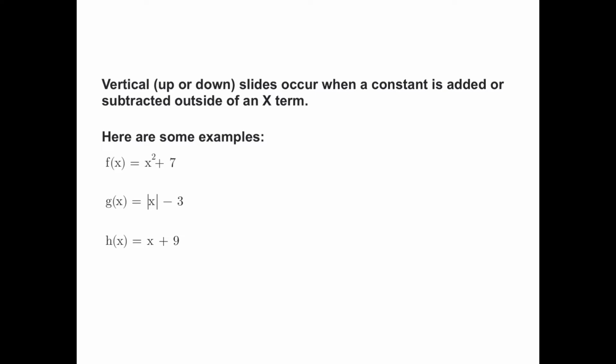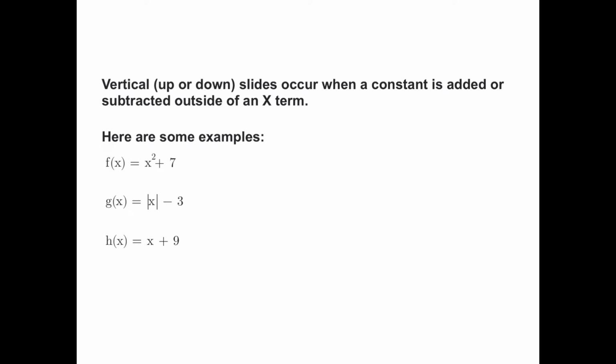I feel like this one, this g of x, is the most obvious one. I've got the x isolated inside of the absolute value symbols. The -3 is outside. Okay? In the first one, f of x equals x squared plus 7, the plus 7 is outside of the squaring. The squaring is happening only to the x. The plus 7 is outside of that. And the truth is, this last one could be considered outside or it could be considered inside. It'll still transform into the same place. But I've chosen to put this one in an outside position.